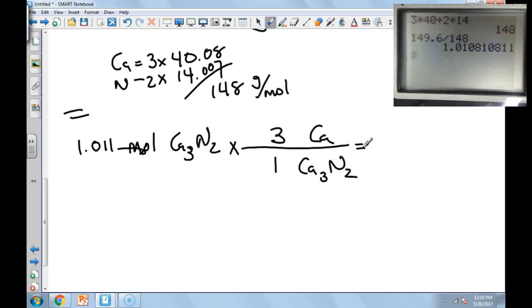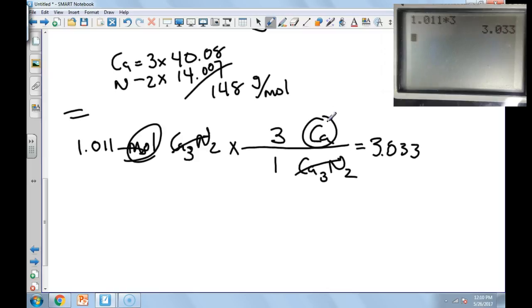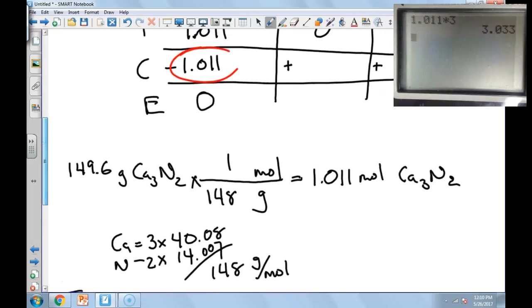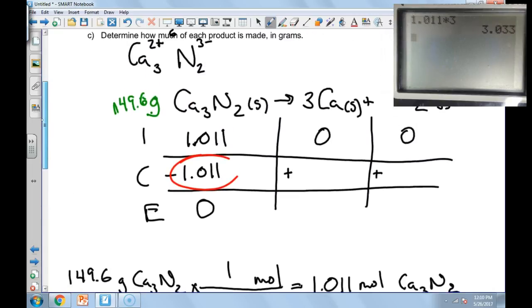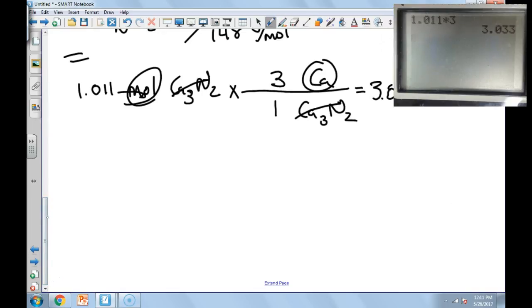Now I get it, when we look at this, you may be able to do that math in your head. You're more than welcome to do that math in your head. If you need a calculator, please do so. Okay, so 1.011 times 3 is, of course, 3.033. And the units of that, look, cancel, and so we have moles of Ca. So this is moles of Ca. So we're going to go up, and we're going to put 3.033 in there.